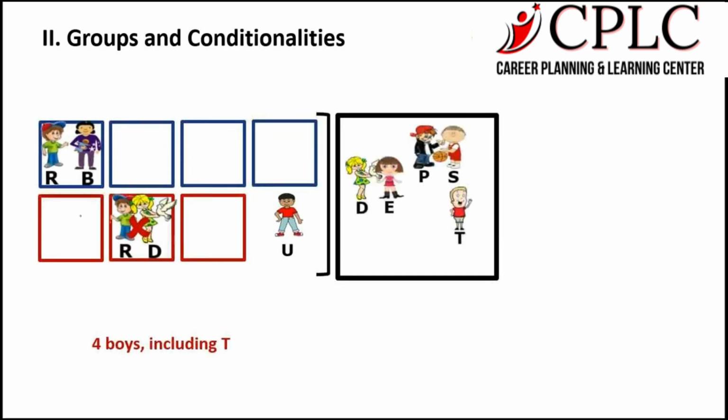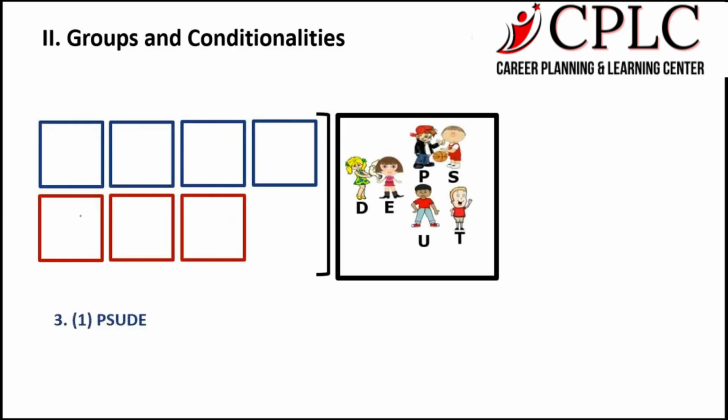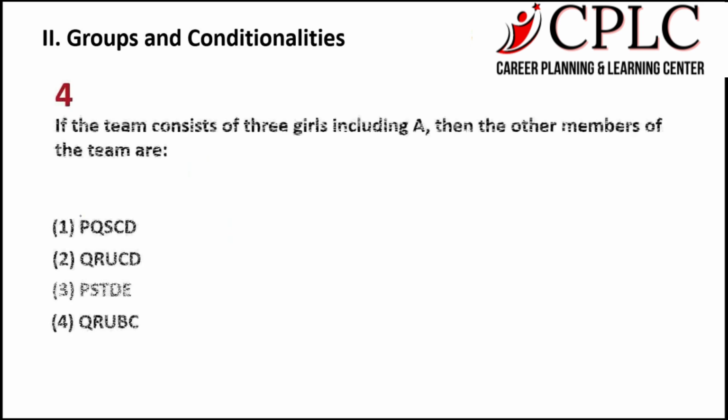No need to bother doing all of this. You can very quickly eliminate the answer options. Fourth one, if the team consists of 3 girls including A, and if you remember, A has a condition that it cannot go with S. So this is eliminated. This is eliminated. Why is this one eliminated? Because they have gotten R, but B is not there. So this is also eliminated. So that means the answer has to be this one.